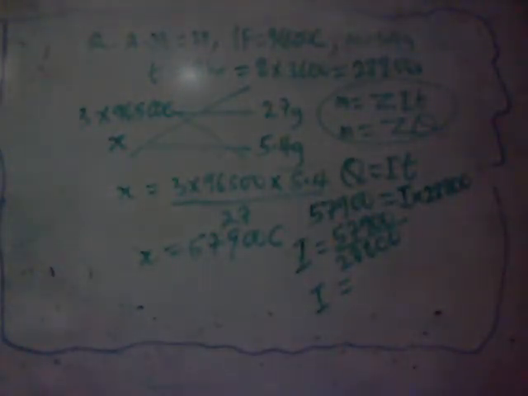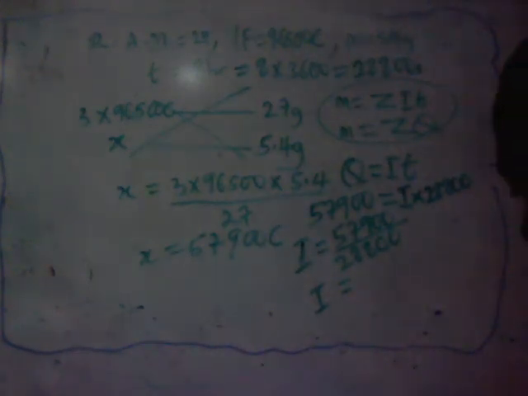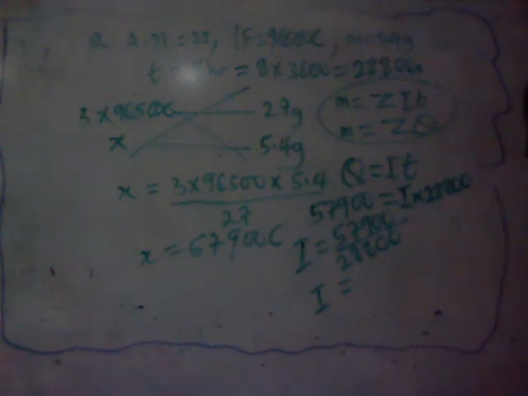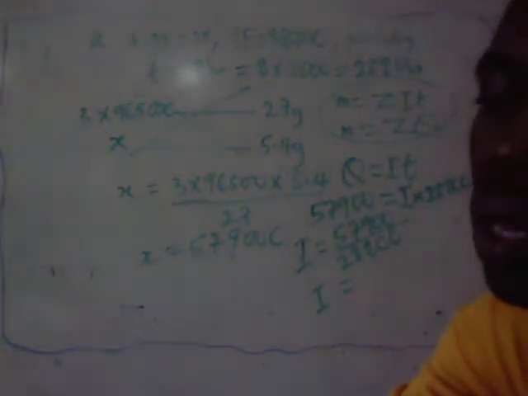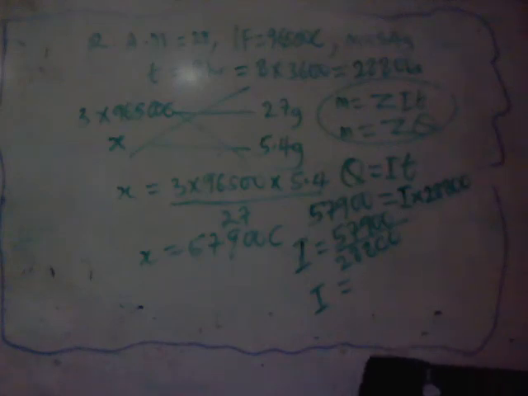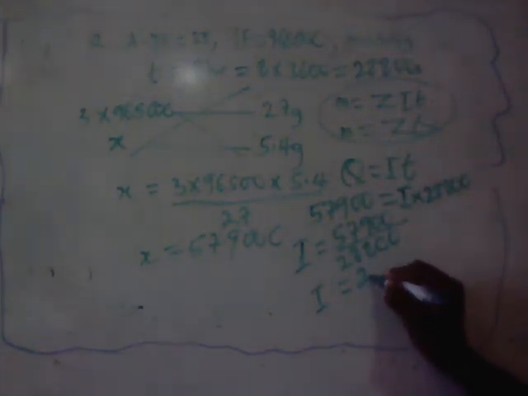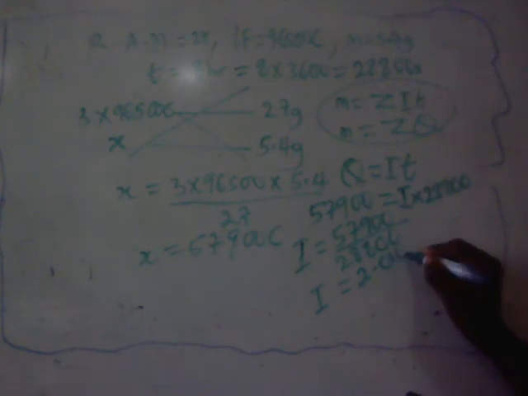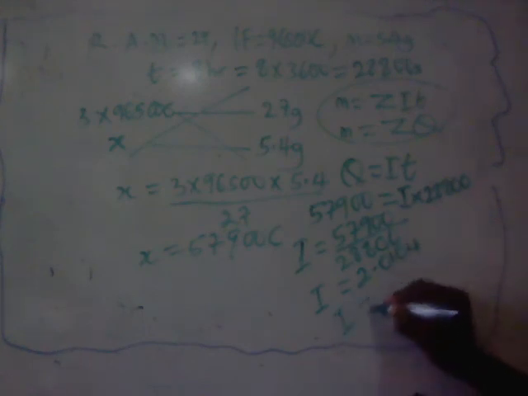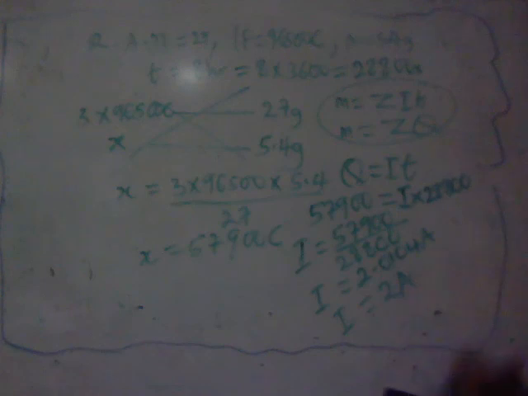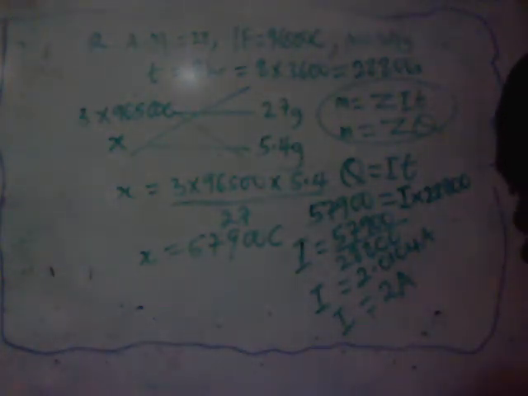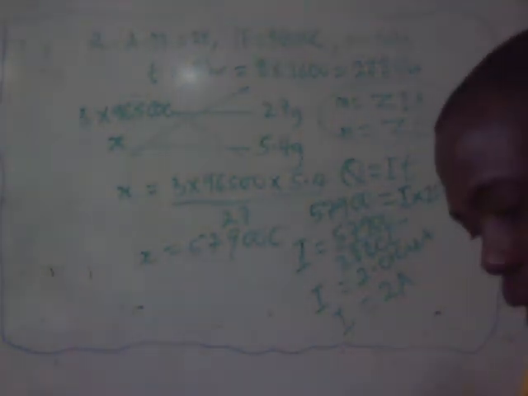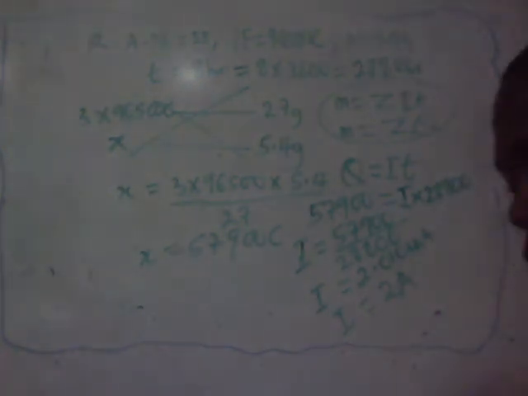So let's divide that: 57900 divided by 28800 gives us 2.0104. This is approximately 2 amperes. So let's look at the options.